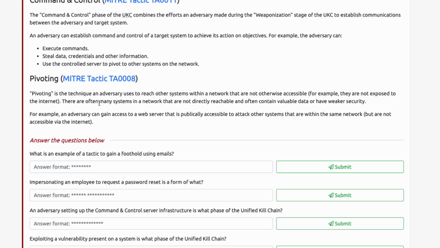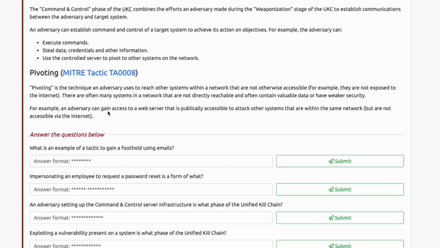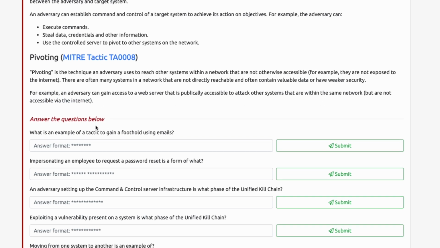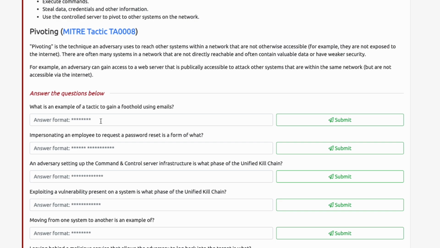For example, they are not exposed to the internet, right? So it's a private system that is not readily scannable or findable during the recon phase, but you can find it when you're inside the network. So if they gain access to a web server that's publicly accessible, and then they attack other systems within the same network that are not accessed via the internet, that's very important. So what is an example of a tactic to gain a foothold using emails?